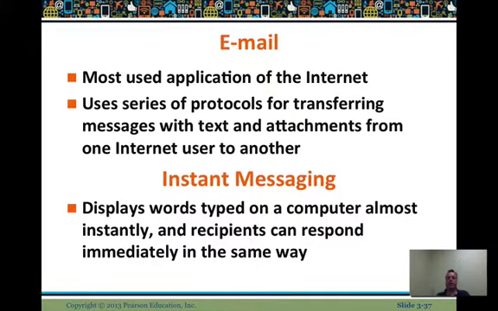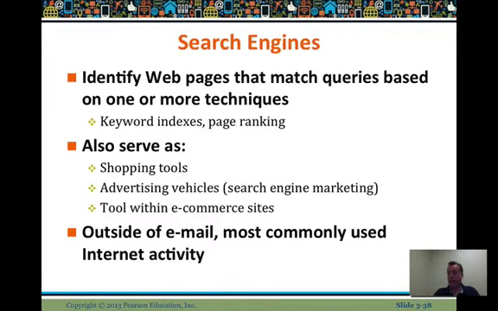Email, which is the most popular application on the internet. We've talked a little bit about that. SMTP is the one. Obviously, you're not only transferring messages within text within the message, but also attachments. And it's a one-to-one, typically user to user, or one-to-many, sender to many. Instant messaging, obviously knowing the definition, I'm sure you all do, but displaying words on a computer almost instantly, recipients can respond instantly. That's the word instant.